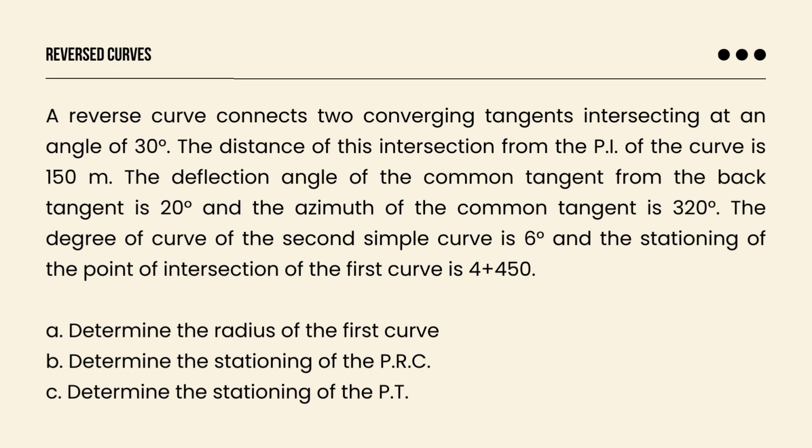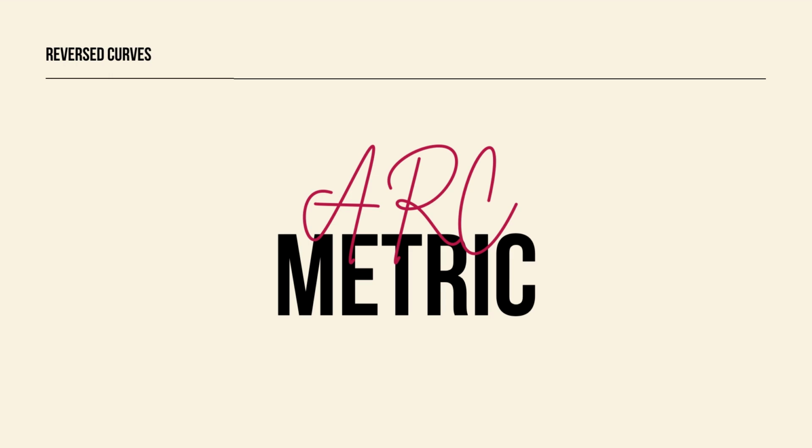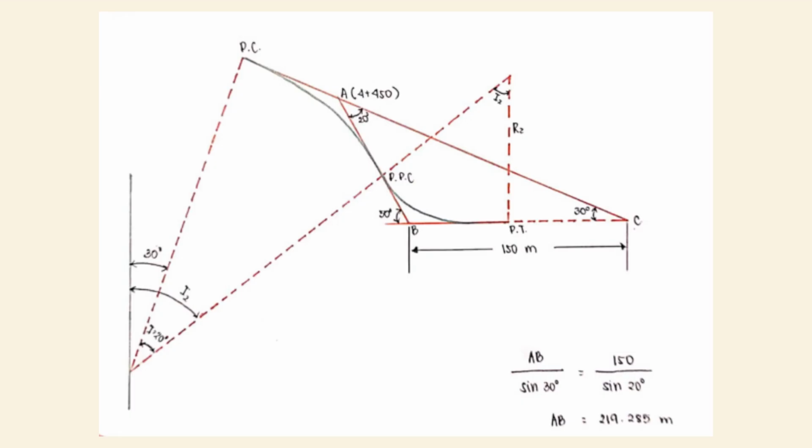A. Determine the radius of the first curve. B. Determine the stationing of the PRC. And C. Determine the stationing of the PT. So, solving the problem in arc basis using the metric system first. From the given values, our figure would roughly look like this. The PC is the point of curvature.